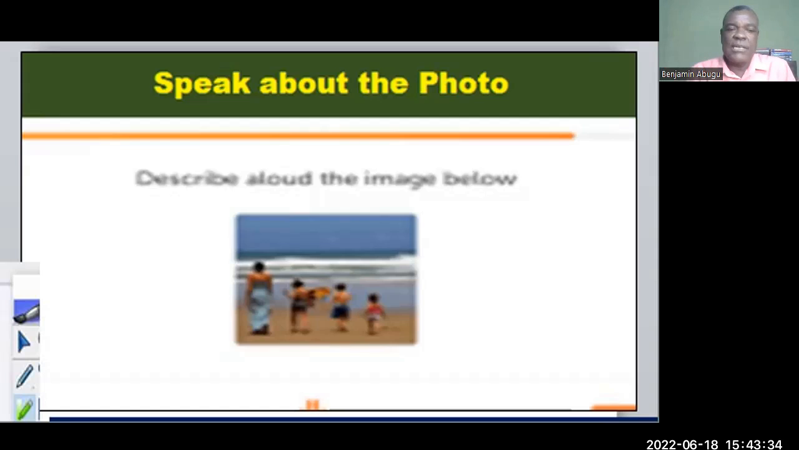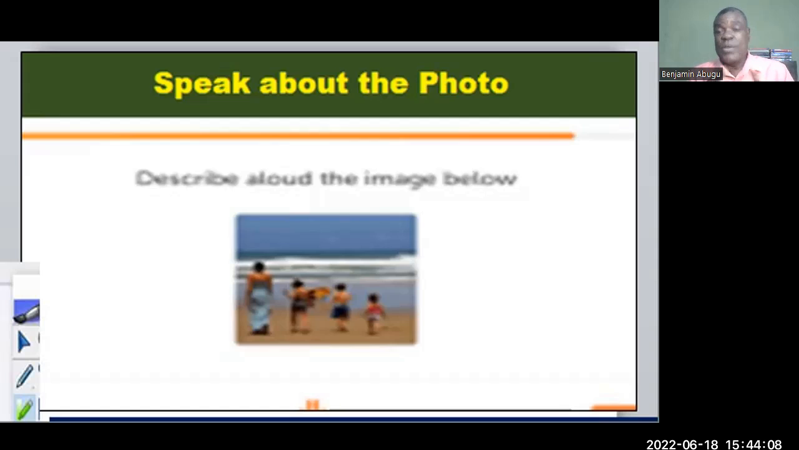Now let's go to the next. But before then, let me just give you an example of how you can describe the photo here. You can begin by saying, this photograph shows 4 people walking to the beach. It seems that they are one family, and the adult seems to be a mother taking her 3 kids to the beach.